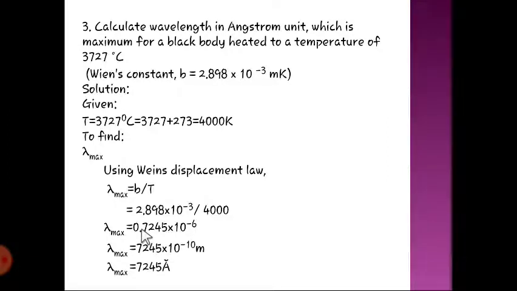So by shifting the decimal point towards the right for the fourth digit, 1 2 3 4, I am shifting this decimal point here, then I'll get 7245.00 into 10 to the power minus 10 meters. As 10 to the power minus 10 is written over here, I can directly write down lambda max is 7245 Angstrom unit. Okay, so we have solved this type of example also.